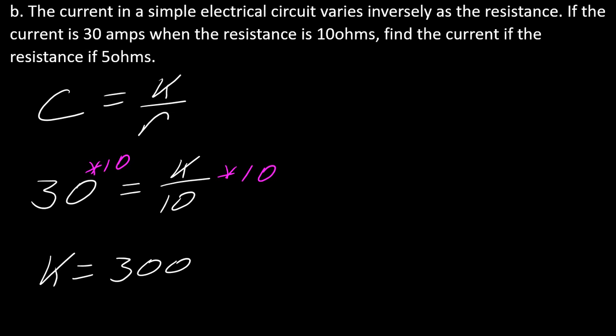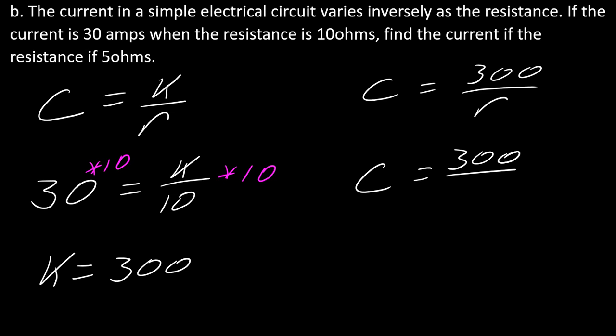So now I have the equation C equals 300 over R, and it says find the current if the resistance is 5. If the resistance is 5, this will give me a current of 60.